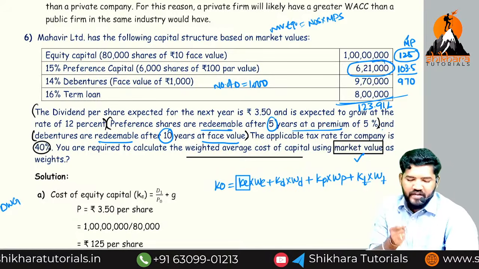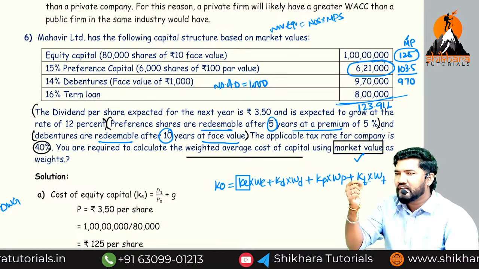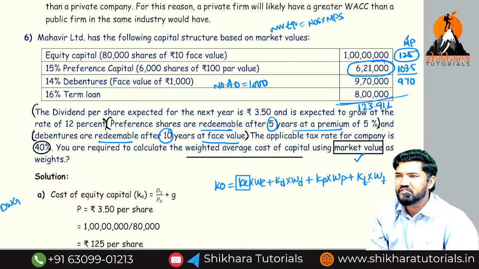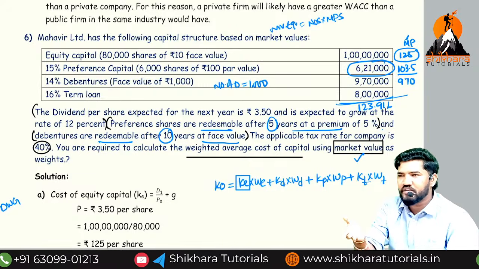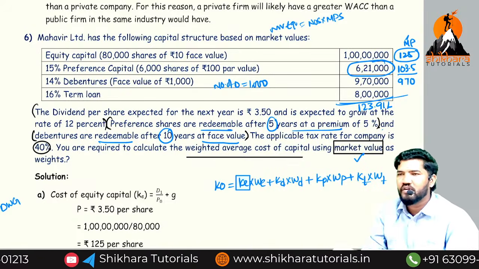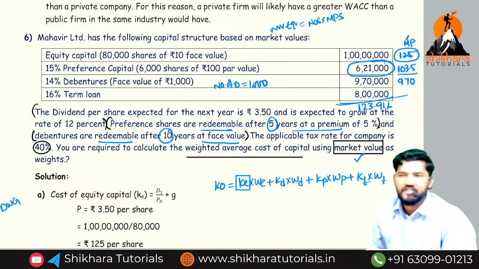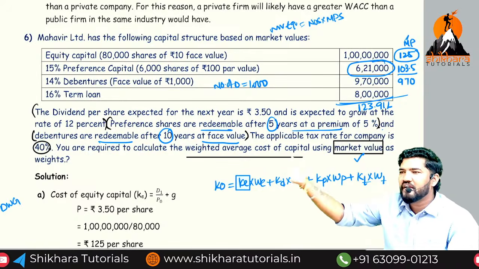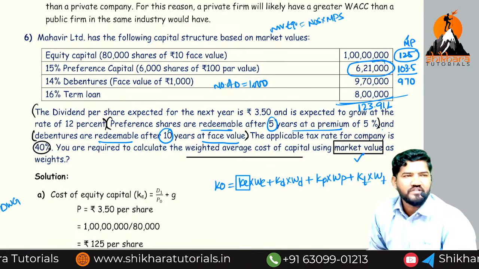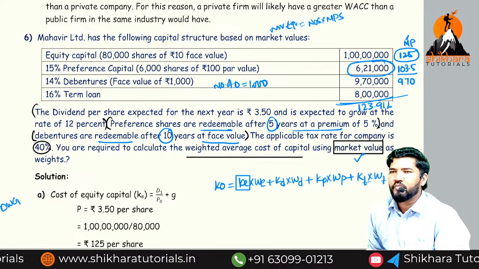Why are we taking an assumption? Because we want that price value. If you want the KD calculation, how do we calculate KD? It is divided by market price only. Net proceeds are not there, so I want the market price. How do I calculate market price? Market value divided by number of debentures. Where are the debentures? Assumption. Hope you are clear?